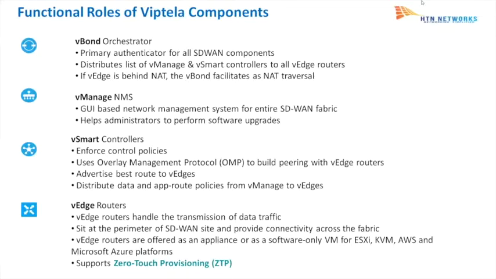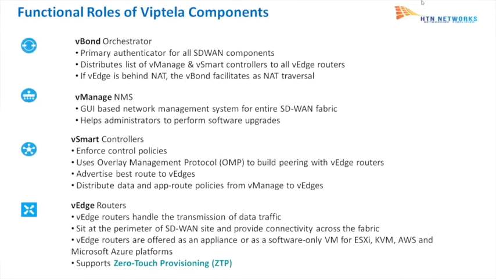If the vEdge is sitting behind a NAT, NAT is network address translation. For example, if your vEdge router is sitting on a private network and it is going out on the internet through a public IP address, it translates the private address into the public address. So vBond also does the NAT traversal function for the vEdge.